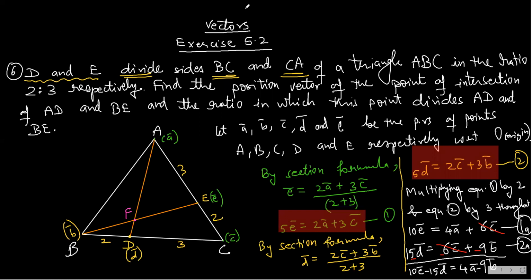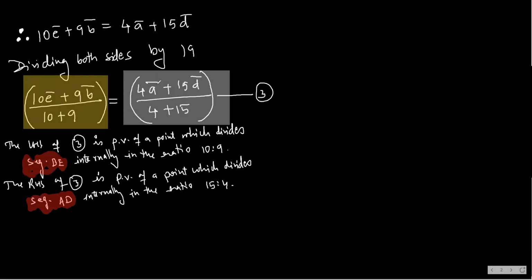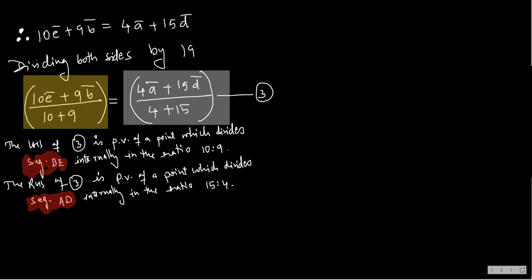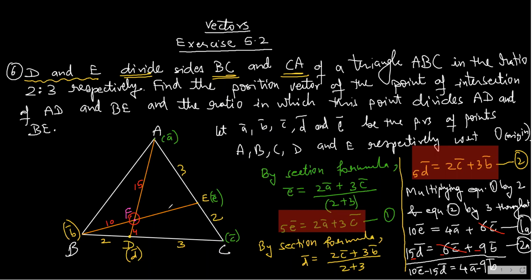What does that mean? It is this point. See, it is this point. It divides AD in the ratio 15:4, and BE in the ratio 10:9.